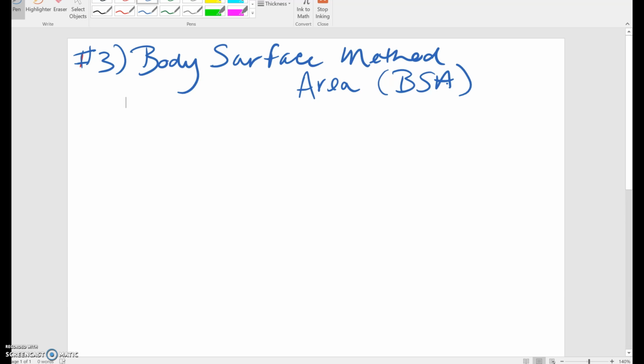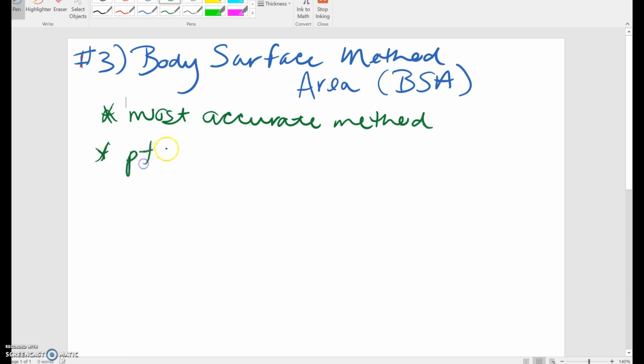This method, the body surface area method, is the most accurate method. The reason why it's the most accurate method is because it deals with the patient's weight and their height. All right. So it has 2 components that it takes into consideration. It takes into consideration the body weight of the patient and the height of the patient.